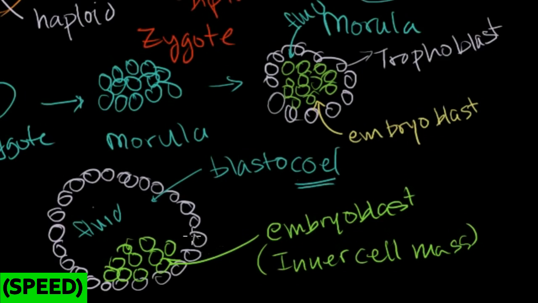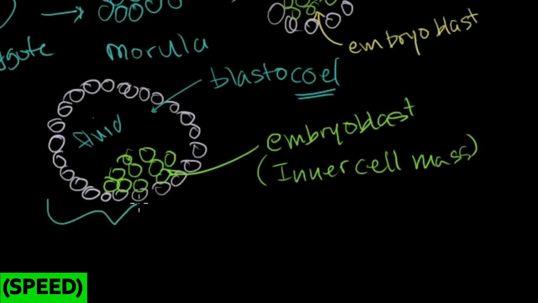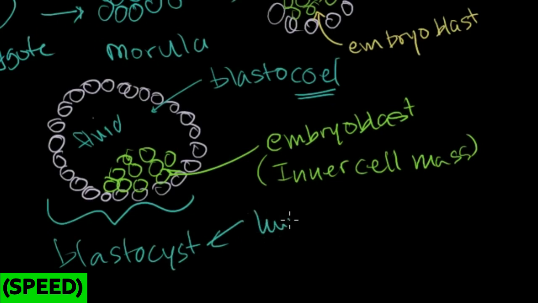A very non-intuitive spelling of the seal part of blastocele. But once this is formed, this is called a blastocyst. That's the entire thing right here. Let me scroll down a little bit. This whole thing is called the blastocyst. And this is the case in humans.